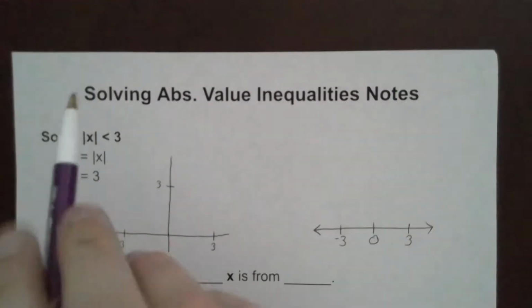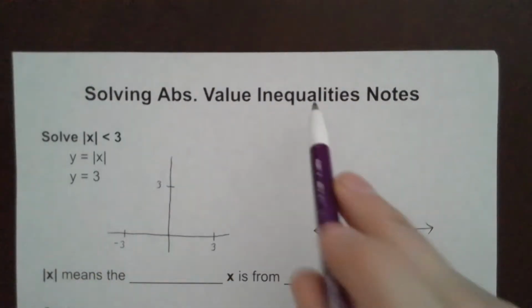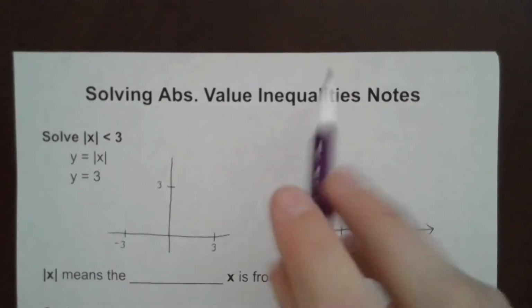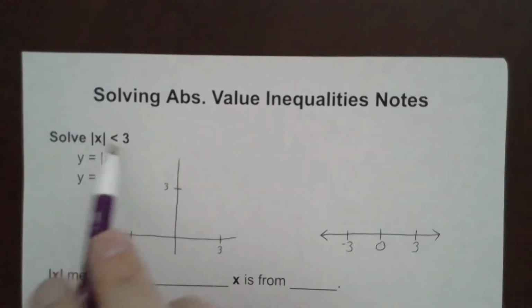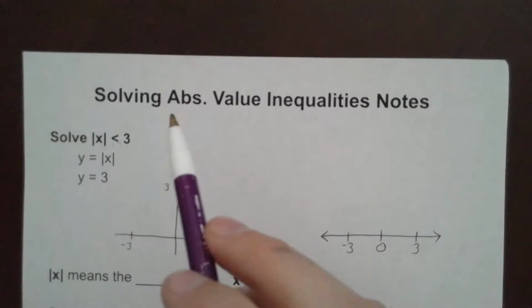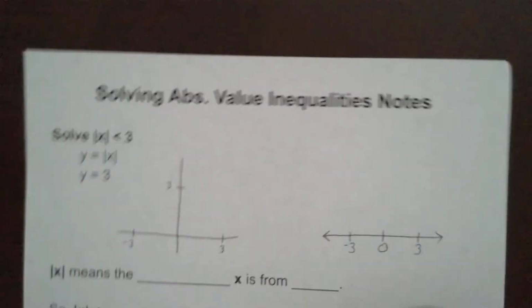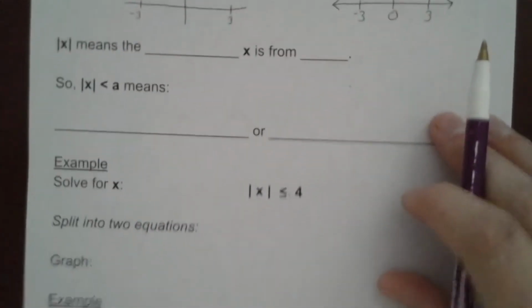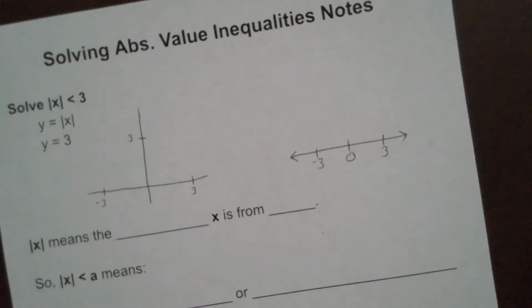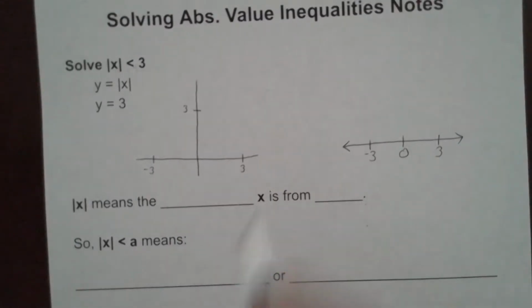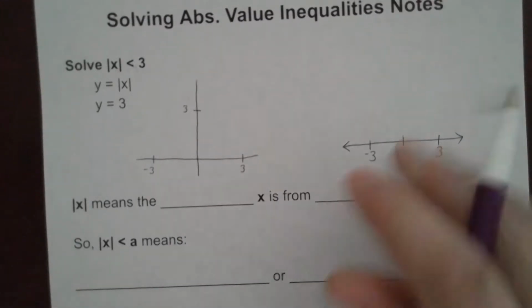Okay guys, so today we're doing solving absolute value inequalities notes. Last time we did equations, now we're just going to add inequalities to it. So less than, greater than, or equal to, all that stuff. These notes look very similar to the last one. Okay, almost identical. And that's because it's almost the same process. So we're going to use basically the same examples to show how this is going to work.